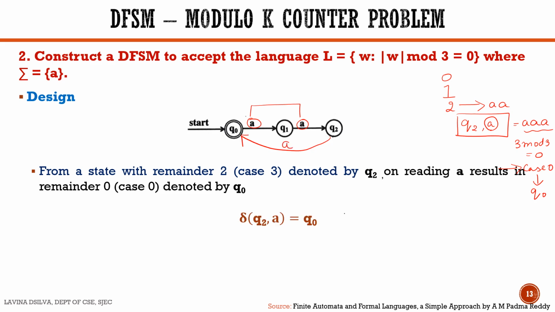And the state transition is given as, on Q2 state, if we give an A, we move to Q naught state, because 3 mod 3, where 3 stands for the length of the string, or 3 A's, 3 mod 3 will be equal to 0, and in case it is 0, it refers to case 0, which is state Q naught.